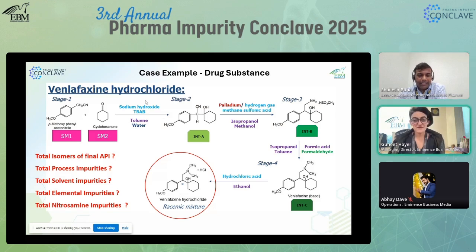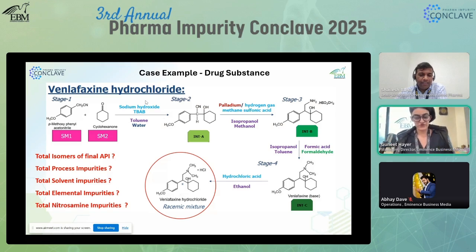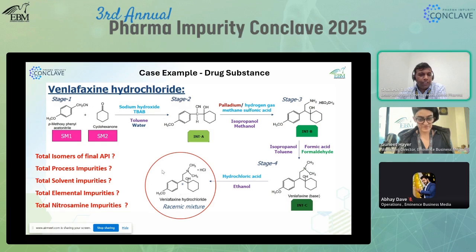All right. Listen up, everyone. We have 5 minutes. I can put it as an announcement for you all. 5 minutes to solve. They have to identify the isomers from this ROS, process impurities from this ROS, solvent impurities, elemental impurities, and nitrosamine impurities. How many numbers they have to write down?